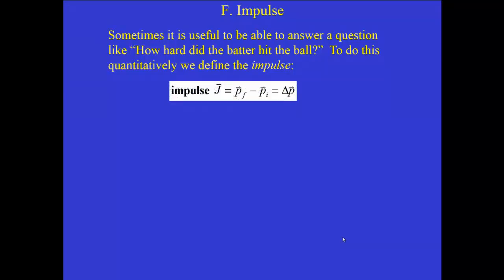And so the impulse is defined, and the symbol used for that is J, and it's a vector because it's defined as the final momentum of the system minus the initial momentum of the system. So it's just delta P. Remember, as we're going through this part of the course, that momentum is a vector. It's got not only magnitude but direction. And as a result, impulse has a direction associated with it as well.